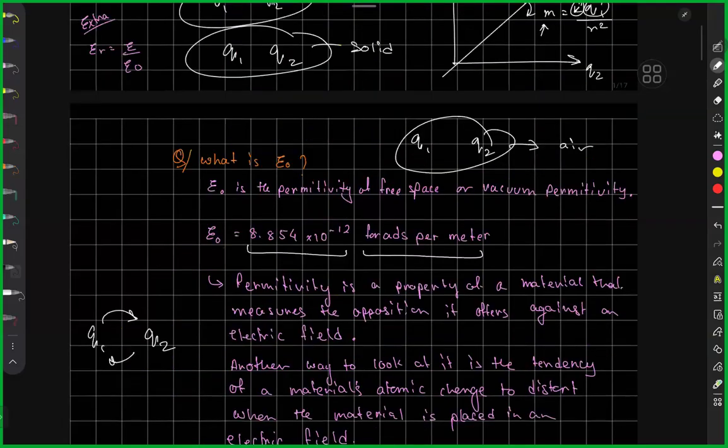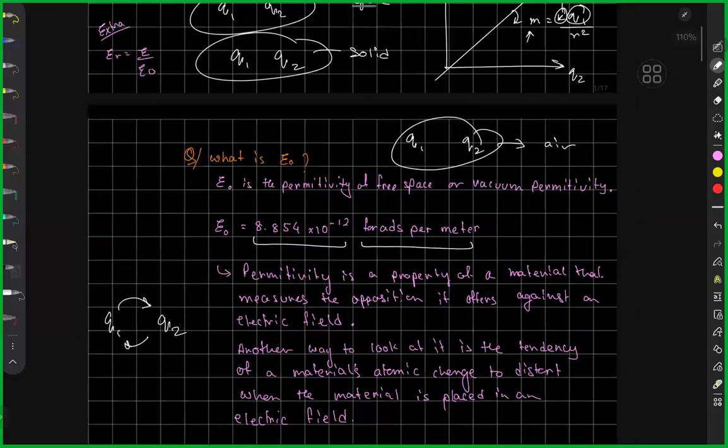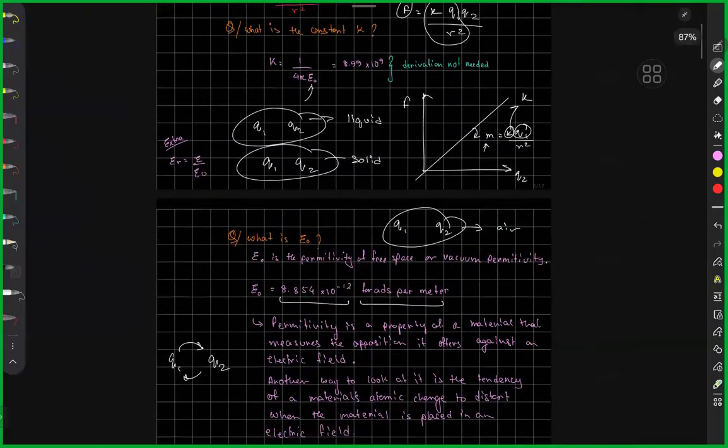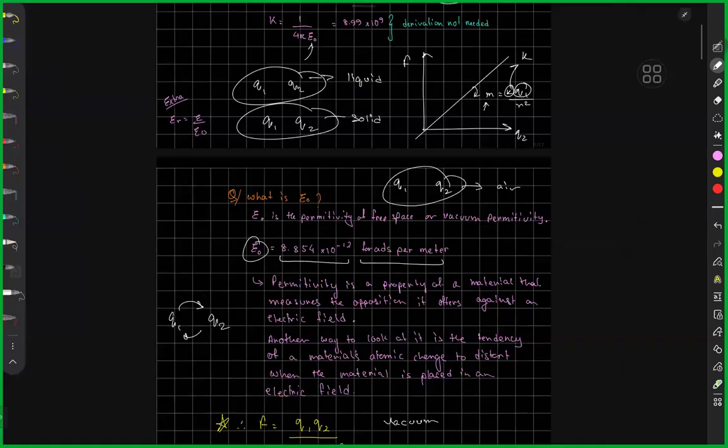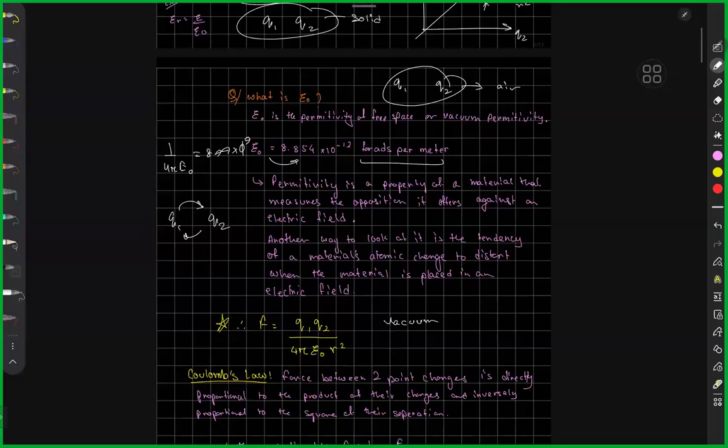And in vacuum, this is the value of K. Okay? So 1 by 4 pi epsilon naught, this is the value of K. And the value of epsilon naught in vacuum is this. So if you just multiply 1 by 4 pi epsilon naught, you will get 8.99 into 10 to the power 9. Okay. So point is, now I have defined all of the variables in the equation.